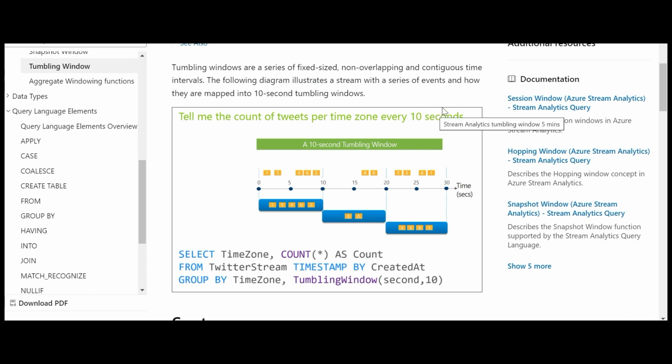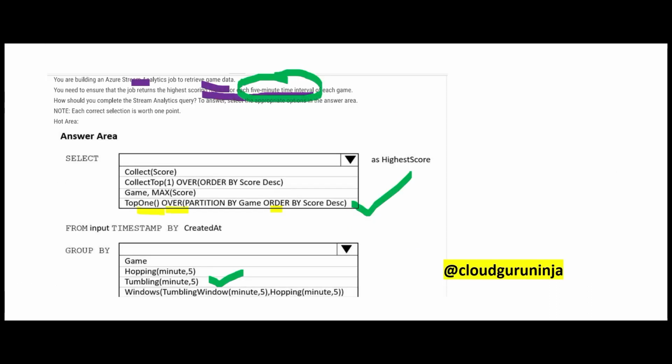For better understanding, pause this video and look at this diagram. There is no overlapping. This window is totally isolated from this one, and this one is totally isolated from that one. And tumbling would be our answer.